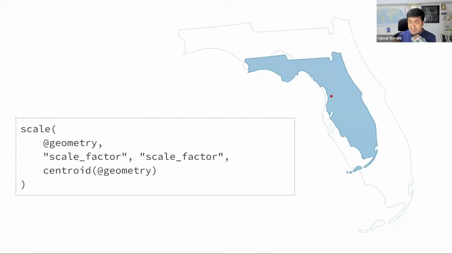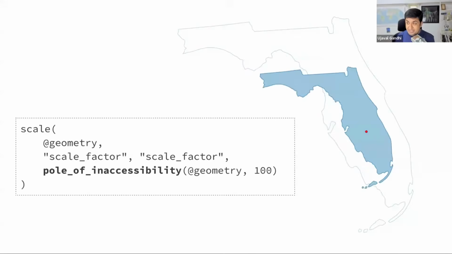So now we can take our original expression and replace it with the pole of inaccessibility as the anchor point, and you can see this looks already much better. So now we have an updated expression. We still have one more problem.